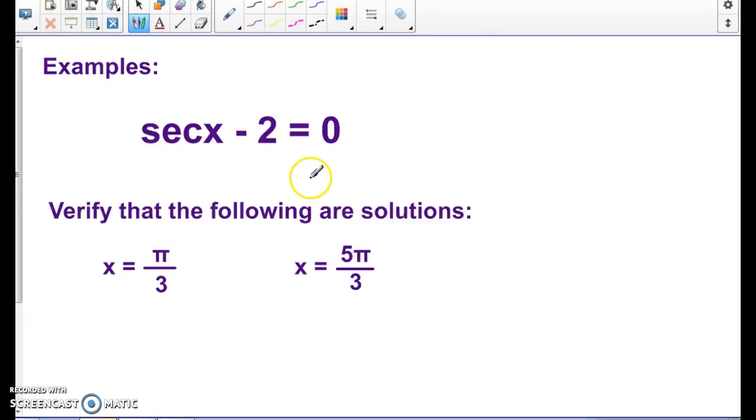Now, secant x minus 2 equals 0. This is just something random. We're not solving. First, we're verifying. How would you verify that this is a solution? Well, I would go to my unit circle and find out secant at pi thirds. What is the secant at pi thirds?